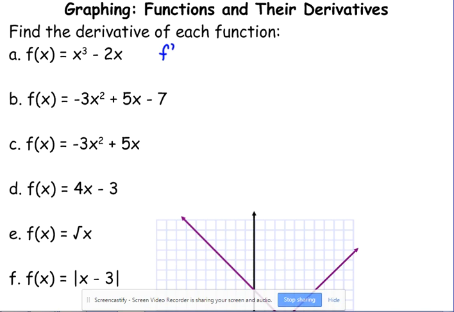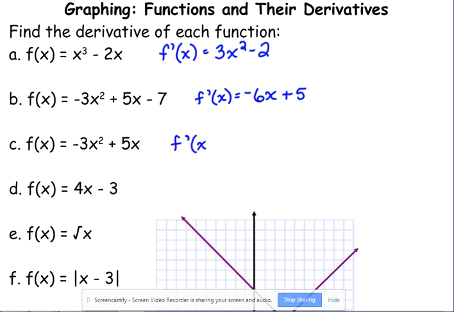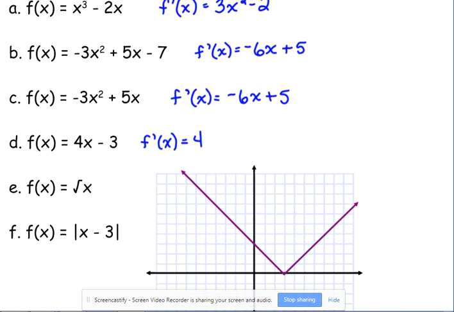So this first one, very simple, power rule, f prime of x is equal to 3x squared minus 2. The second one, f prime of x is equal to negative 6x plus 5. The next one, f prime of x is equal to negative 6x plus 5. The next one, f prime of x is equal to 4. Okay, the square root of x we need to rewrite as x to the 1/2, which means that f prime of x is equal to 1/2 x to the negative 1/2, or 1 over 2 times the square root of x.